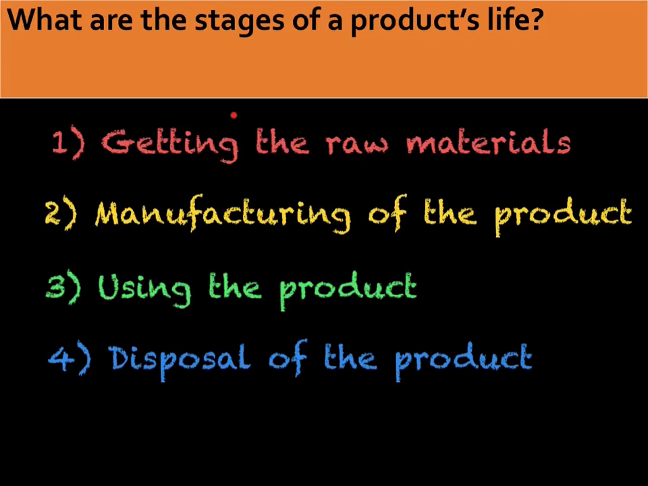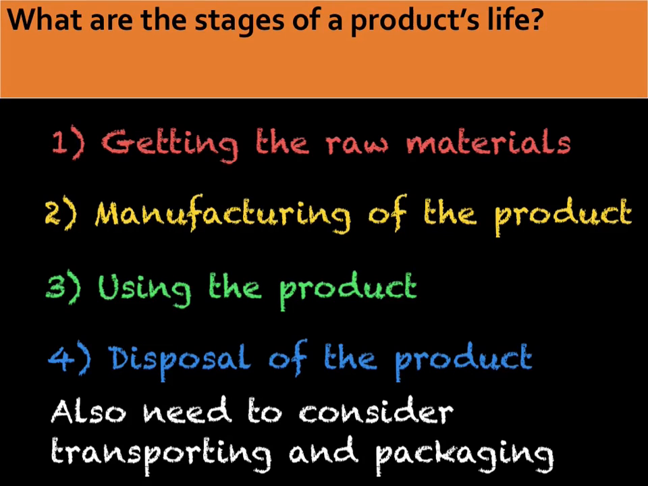Throughout the life cycle assessment, from getting the materials, manufacturing, the usage, and then the disposal, we can also think about transporting the materials as well as any packaging that needs to be used. Transporting is something that comes into all of these aspects. Packaging is much more likely to be involved in the manufacturing of the product, but also getting the raw materials for that packaging. How can that packaging be disposed of?